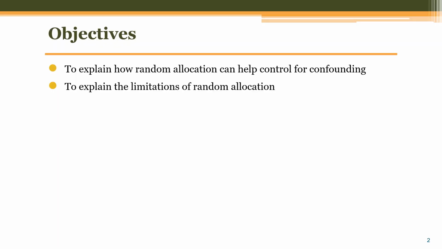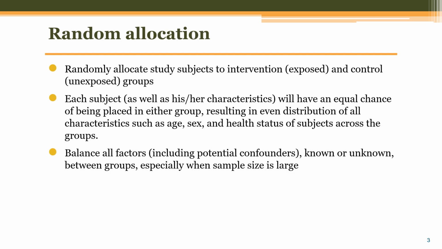The objectives of this module are to explain how random allocation can help control for confounding and explain the limitations of random allocation. Random allocation is an essential procedure of randomized control trials. It means to randomly allocate study subjects to intervention and control groups after recruitment. The allocation is not determined subjectively by researchers, but through a random mechanism, such as computer-generated random numbers.